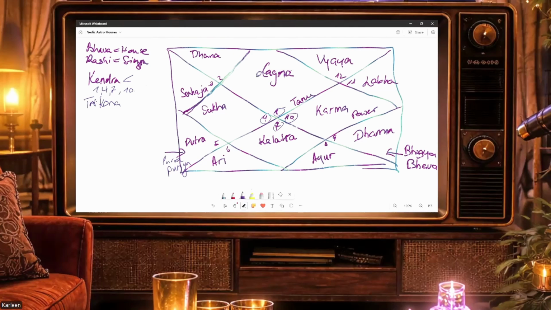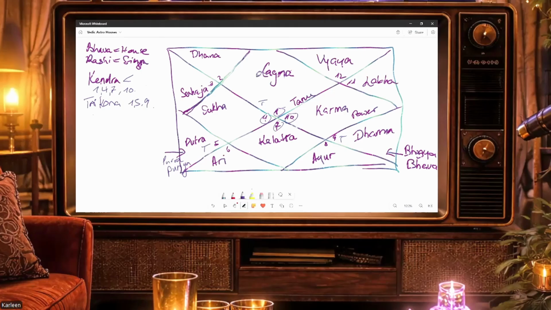Trikona. And these are the houses 1, 5, 9. So Trikona 1, 5, and 9. So you can see the triangle. And these are the most auspicious houses in the chart.